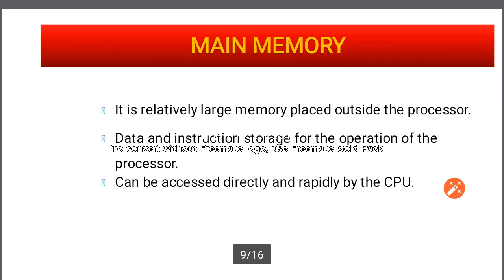Now let us understand what is main memory. Main memory is a relatively large memory placed outside the processor. It holds the data and the instructions for the operation of the processor. It can be accessed directly and rapidly by the CPU. So if the CPU requires any information, it will first search the main memory directly and then search anywhere else. That's why we call it main memory or the primary memory.